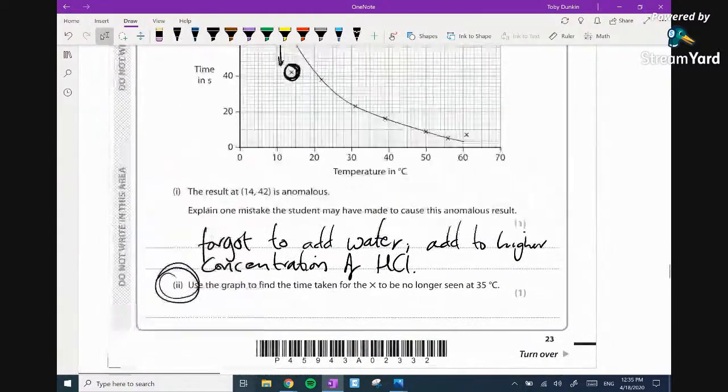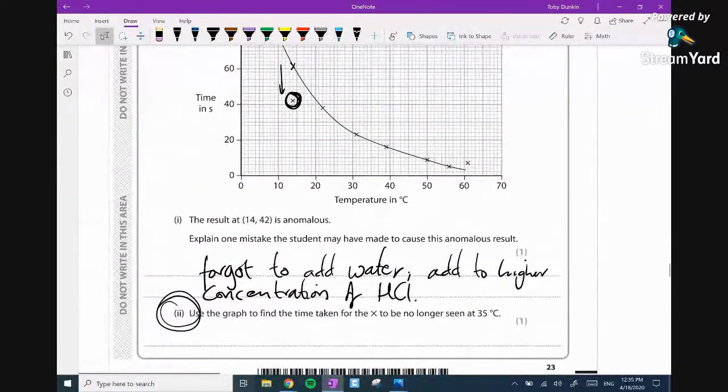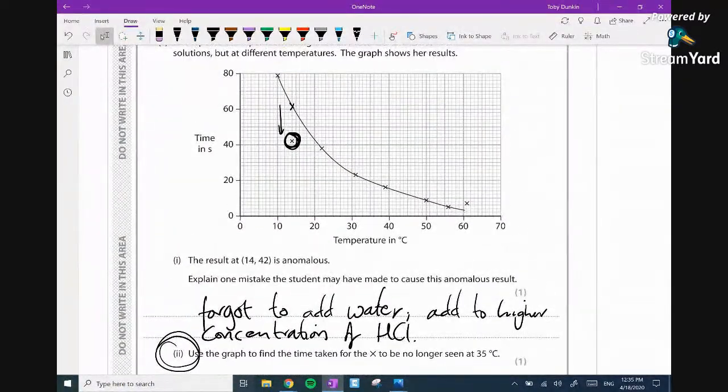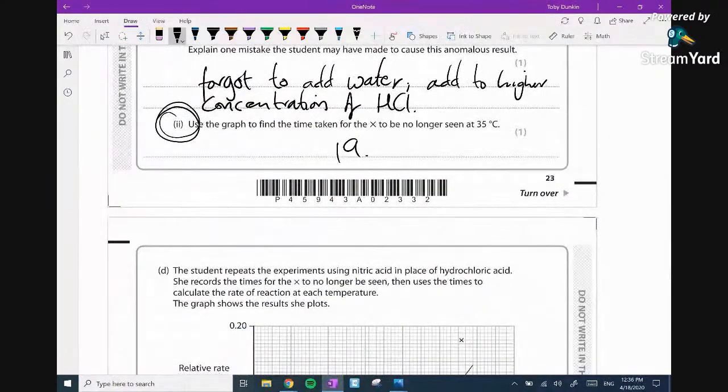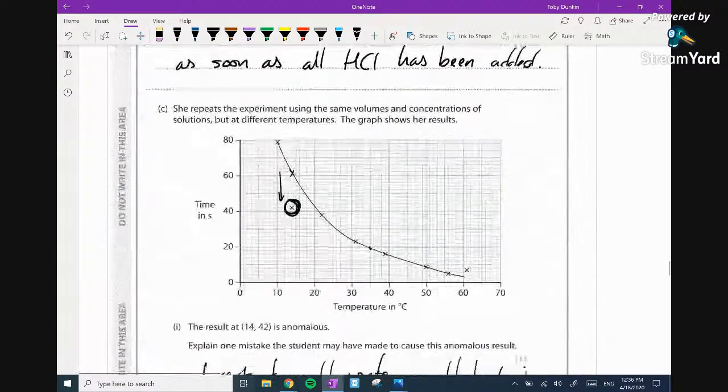Use the graph to find a value of x. No longer should be seen at 35. Yeah, 19.5. Easily missed. Blimey. Oh, no. It's time. That's in seconds.